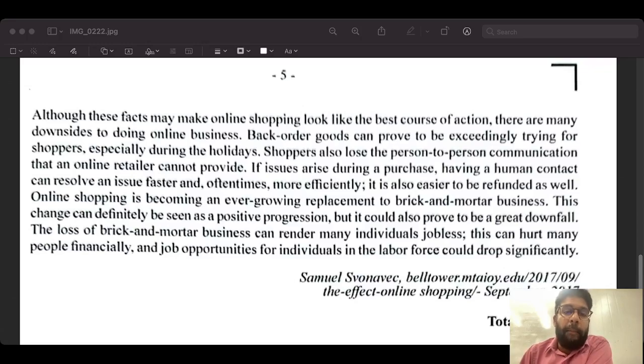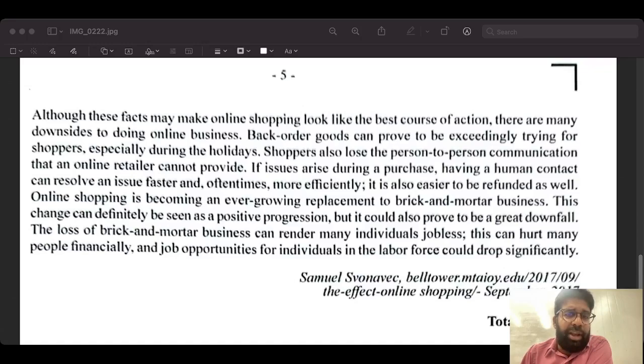Back order goods can prove to be exceedingly trying for shoppers, especially during the holidays. Shoppers also lose the person-to-person communication that an online retailer cannot provide. If issues arise during a purchase, having a human contact can resolve an issue faster and oftentimes more efficiently. It is also easier to be refunded as well.